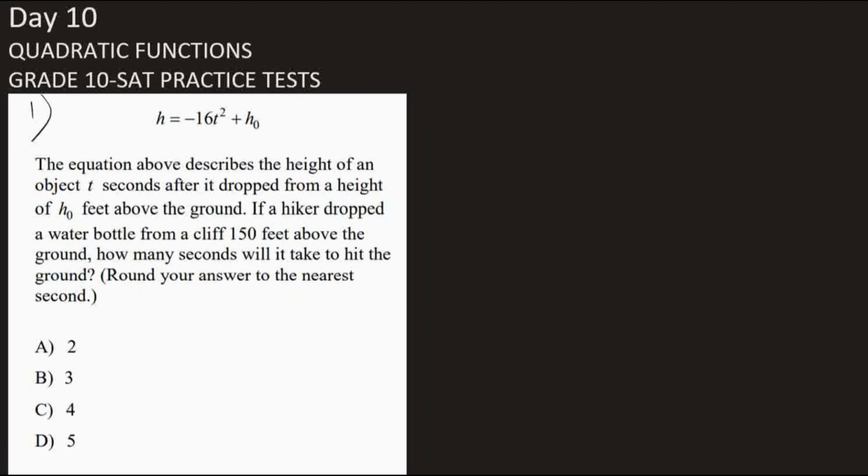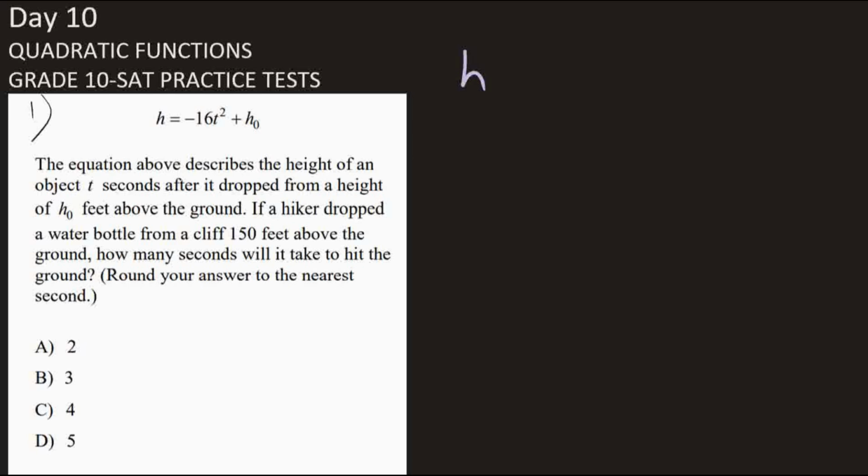The equation above describes the height of an object t seconds after it is dropped from a height of 80 feet above the ground. If a hiker dropped a water bottle from a cliff 150 feet above the ground, how many seconds will it take to hit the ground? Round your answer to the nearest second. So in here we see that when it hits the ground, h is equal to 0.